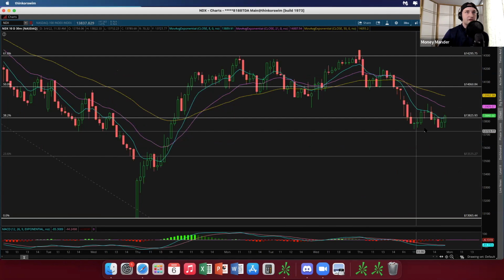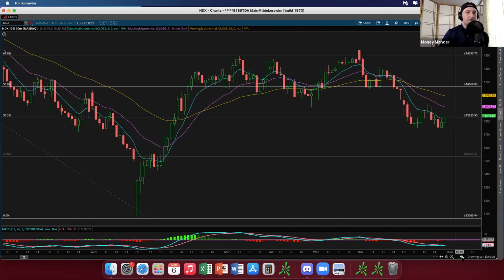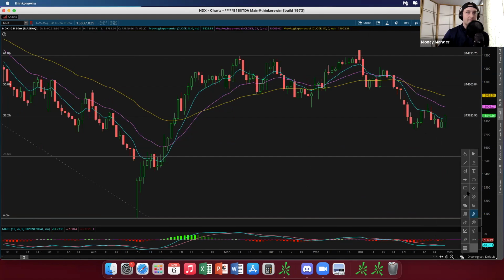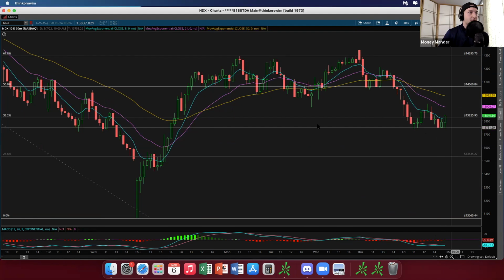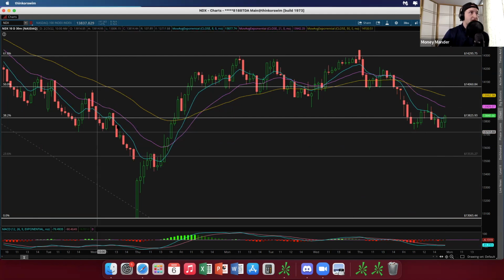So this, we found support here, not at a fib level. So I would back test and I would say, okay, where did we get this bounce off of, right? If I hover my mouse right here, you can see this pretty much came off of this bounce here previously. So this was going into last week, Tuesday, Wednesday.